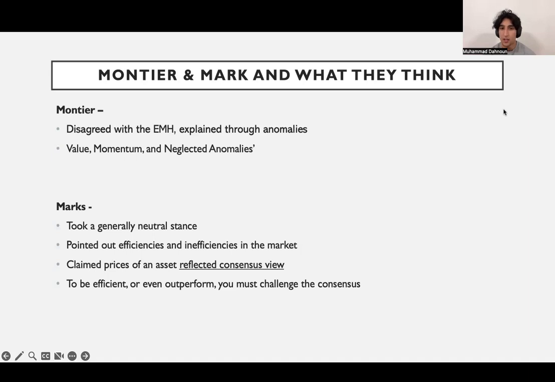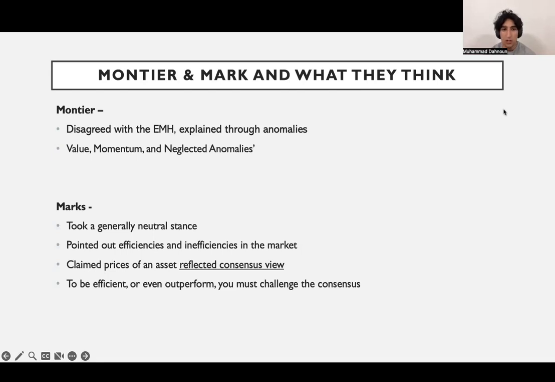And then lastly, neglected anomalies, which is basically the companies that are not studied by analysts or don't have articles published by analysts, and are often overlooked, which seems to be unfair in an efficient market because information about that company is not readily available.